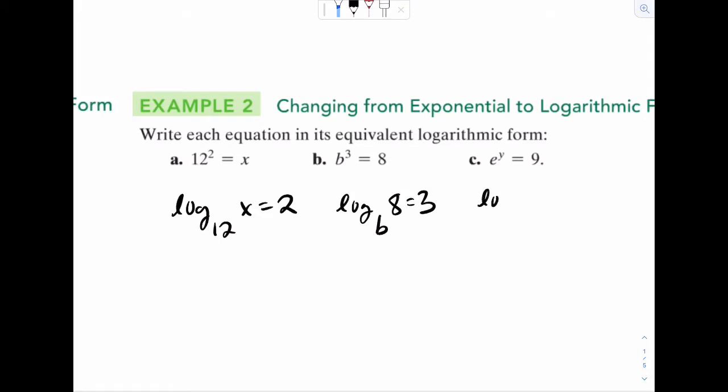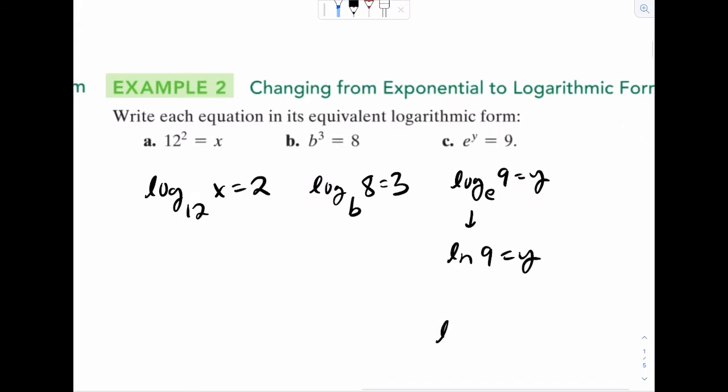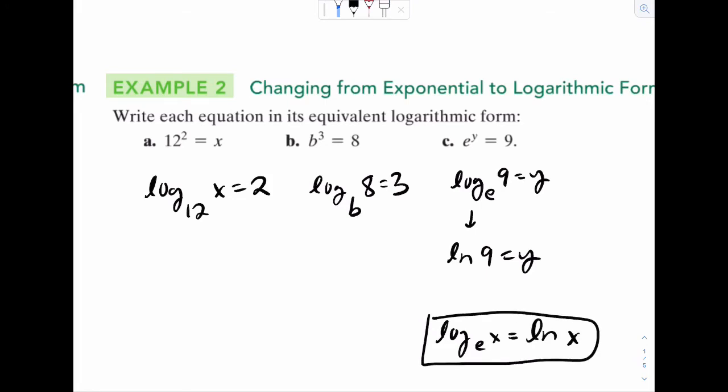And the final one, a lot of people will write this log base e of 9 equals y. And this is perfectly fine, but most books are going to write natural log of 9 equals y. So recall from algebra that log base e of x is ln x, or natural log x. That's really important. So you're going to want to write that down.